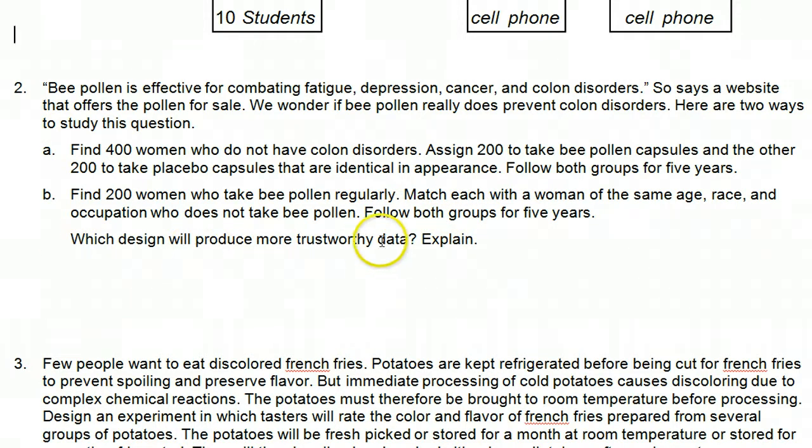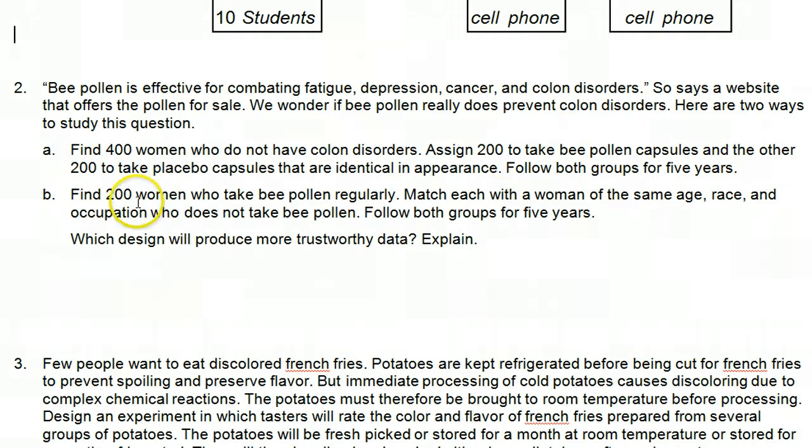Which design is going to be more trustworthy? Look, the first method is going to be more trustworthy, all right? Because we want the two groups, the experimental group and the control group, to be as similar as possible. Now, by randomly assigning the women to the two groups, you're going to get a statistically homogeneous mix. Okay. Now they won't naturally be all the same age or the same race or anything like that, but the groups as a whole will be the same.